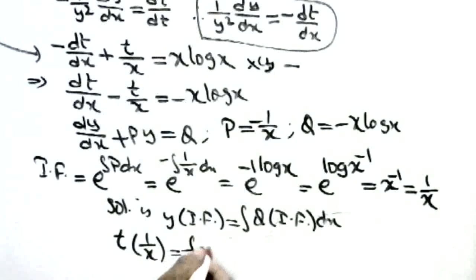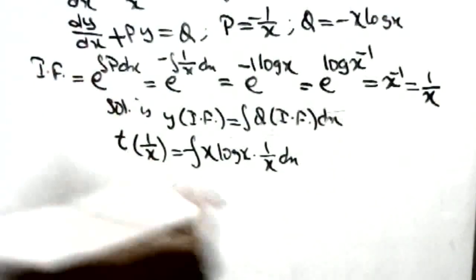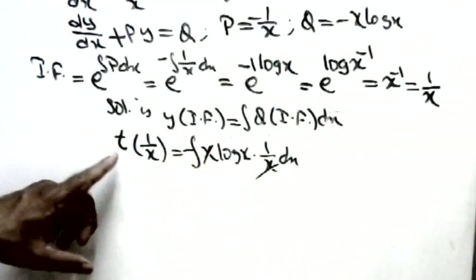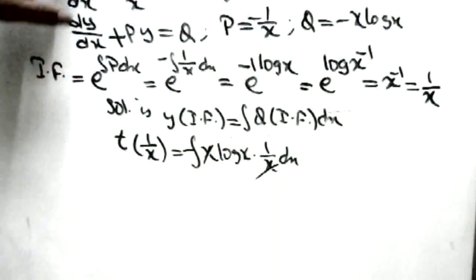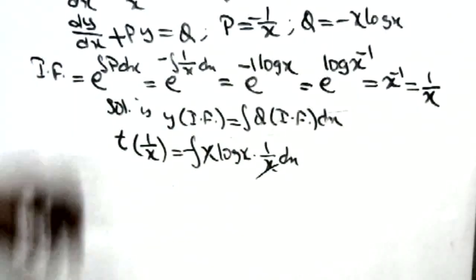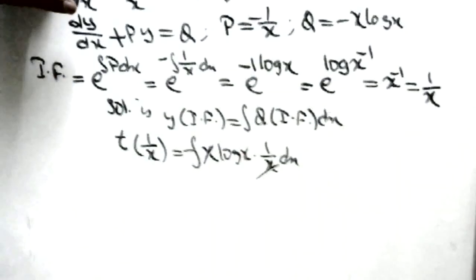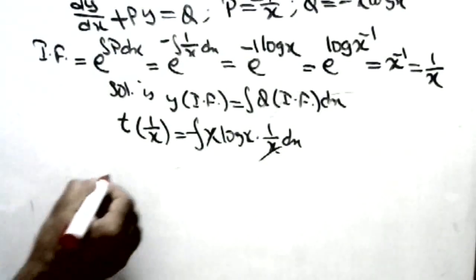Integration of q, we are having q as minus x log x into the integral factor. The integral factor is 1 by x dx. So one step, two steps are left. Now you cancel this x and 1 by x and replace t with the initial value. In the initial we kept, here you see the value of t is 1 by y.